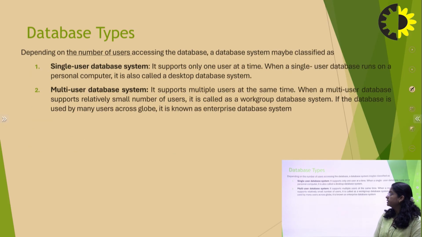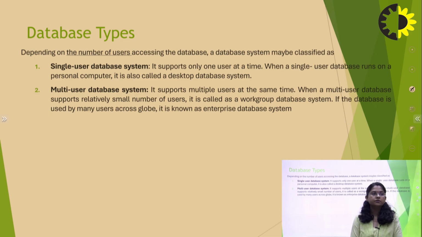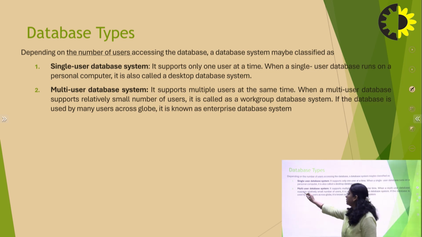Next, database types. There are various types, of which the first is the single user database system. It supports only one user at a time. When a single user database runs on a personal computer, it is also called a desktop database system. And then the multi-user database system. One is single user, another is multi-user.